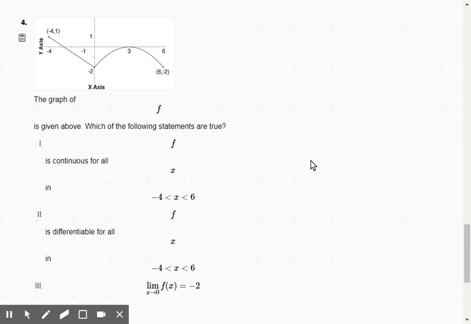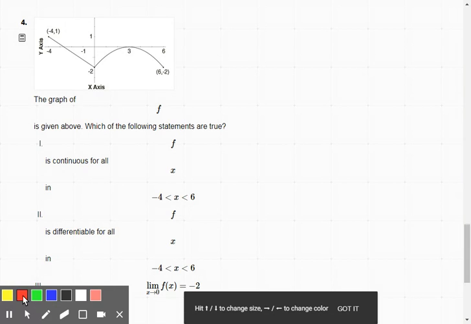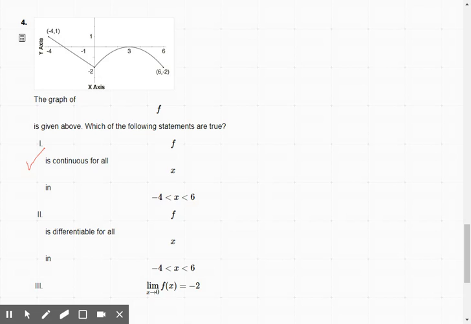Okay, number 4. Similar thing. It says, which of the following statements are true? Number 1, f is continuous for all x between negative 4 and 6. Yeah, it's continuous. I don't see any issues. It is continuous. It's smooth. No holes, no jumps, no vertical asymptotes. We're good.